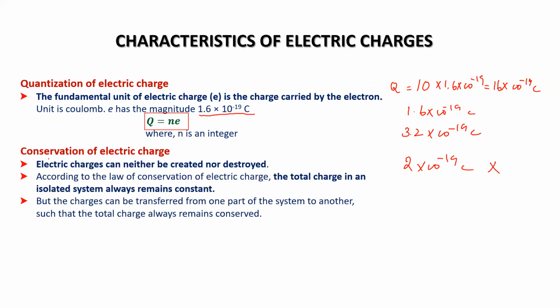The next characteristic is the conservation of electric charge. Yes, electric charges can neither be created nor destroyed, which means the total charge in an isolated system always remains constant. We can apply this conservation of electric charge in an ordinary chemical equation like this. Think about hydrogen and oxygen, and you will get the water molecule. To balance this equation, you have to write 2 and 2 here. Now think about the number of molecules: hydrogen molecules here 2, and here 1 oxygen molecule. Okay, the number of molecules is fine.